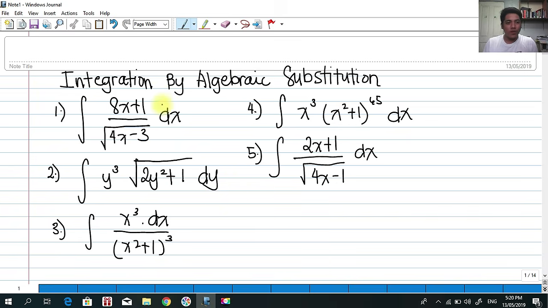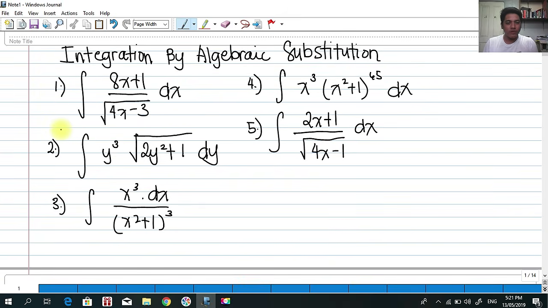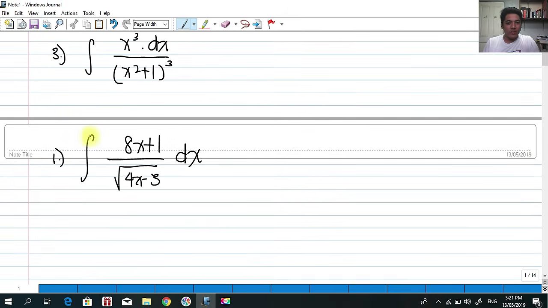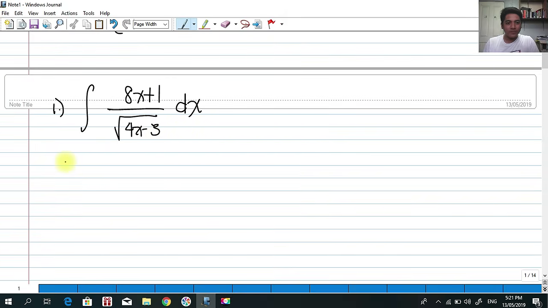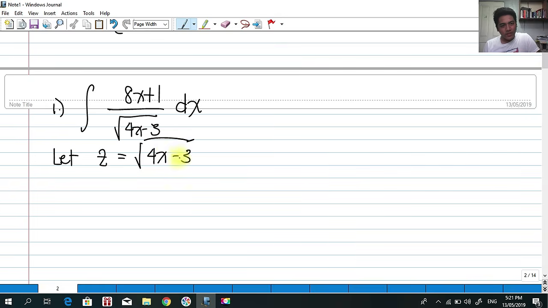So for example, for number 1, the integral of 8x plus 1 over the square root of 4x minus 3 dx. We have here the given. Okay, how do we perform algebraic substitution? We must let z, we call that a variable z, equal the square root of 4x minus 3. So let me just rewrite it clearly.